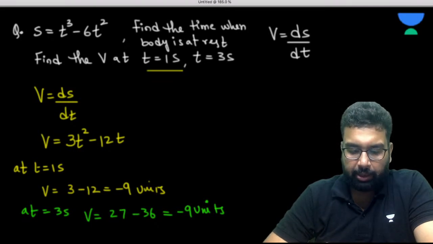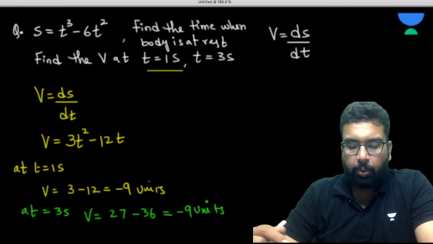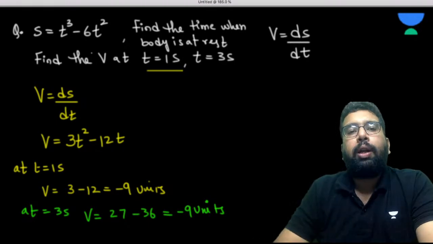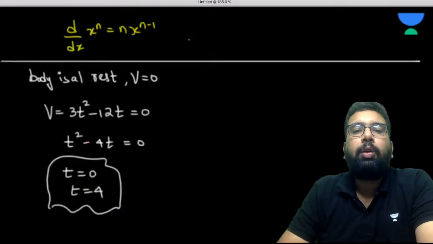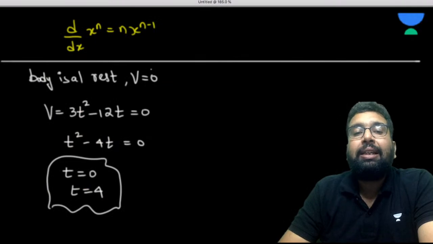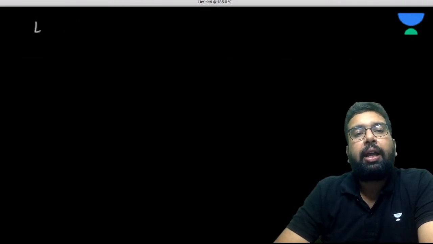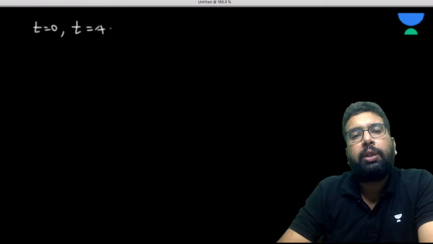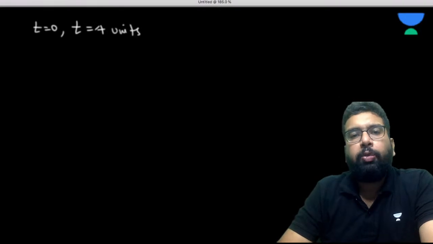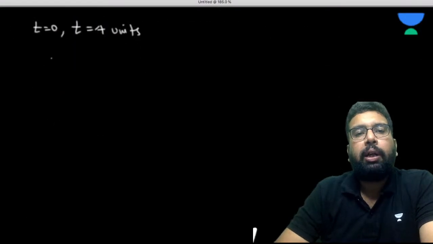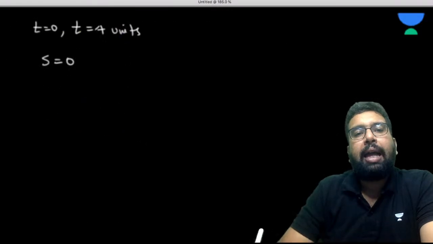Are you getting my point? This displacement gives you the position of the body as well. So what is the position of this body, or what is the displacement of this body when the body is at rest? So basically, the body is at rest at time equal to 0 and 4 seconds. Okay, 4 units or 4 seconds. Let it be seconds now, or units, anything, doesn't matter. Now see what happens. So you are going to put it here. So displacement s is equal to t cube.